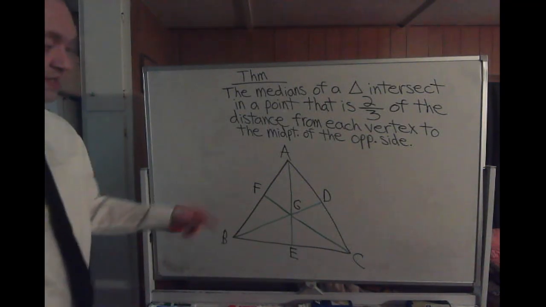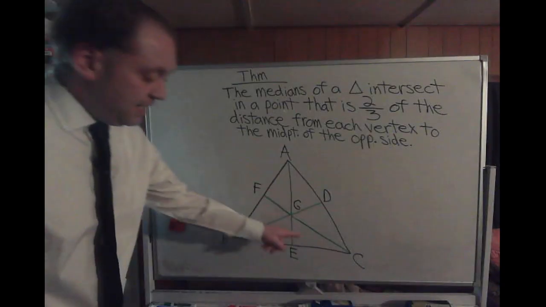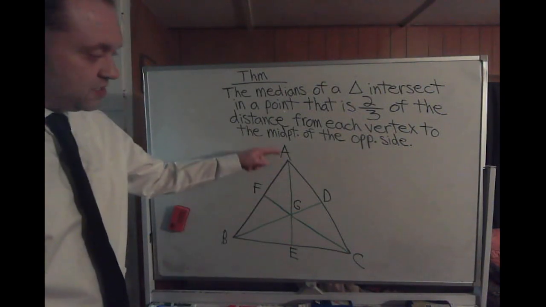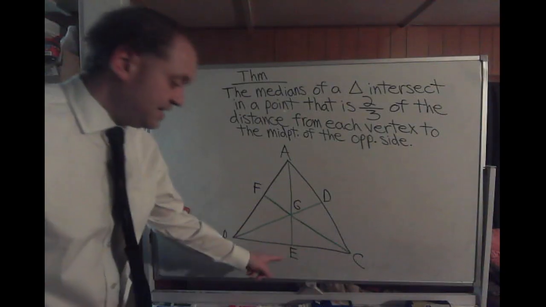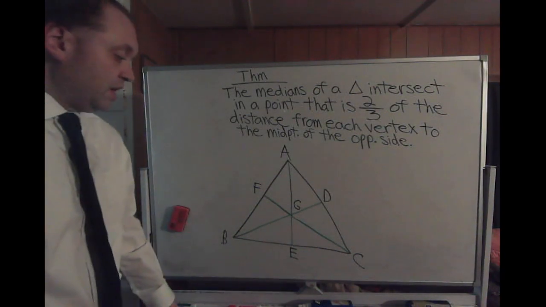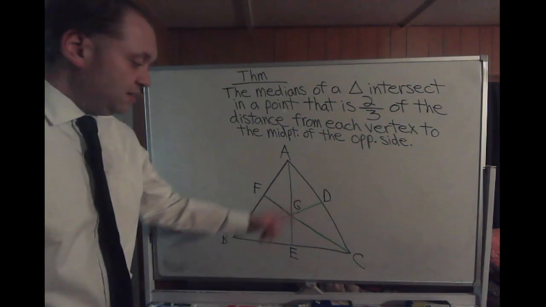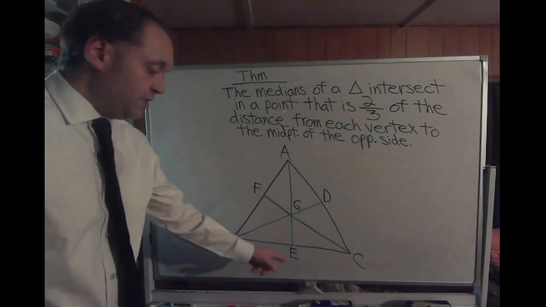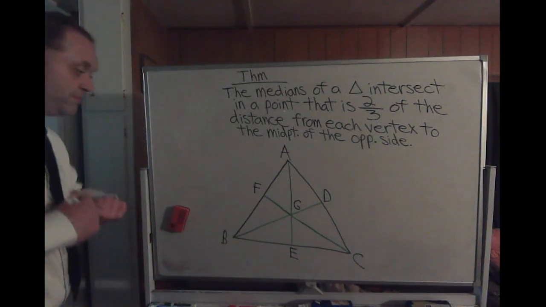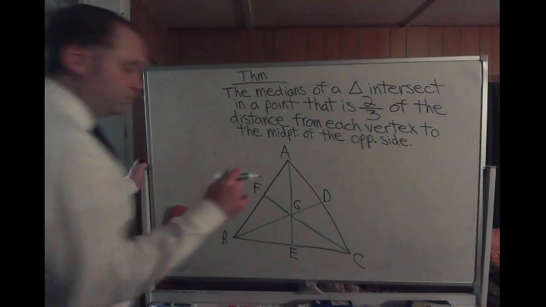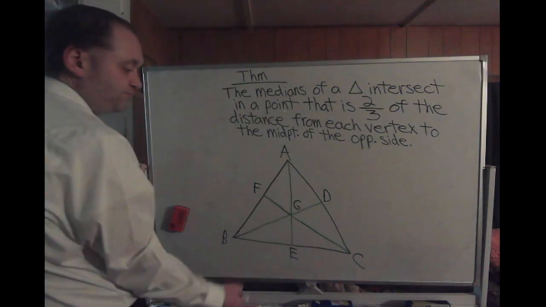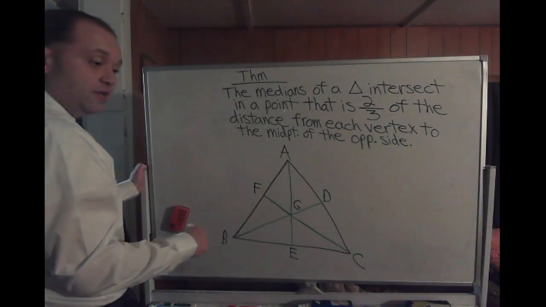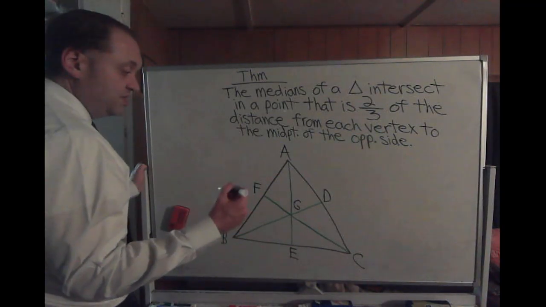Well, if you look at this here, AE, right? Ray AE goes from vertex A to side BC. This is the median of side BC, so E is the midpoint, right? Well, what does that mean? Well, AG and EG make up ray AE, do they not? Or segment AE, I should say.